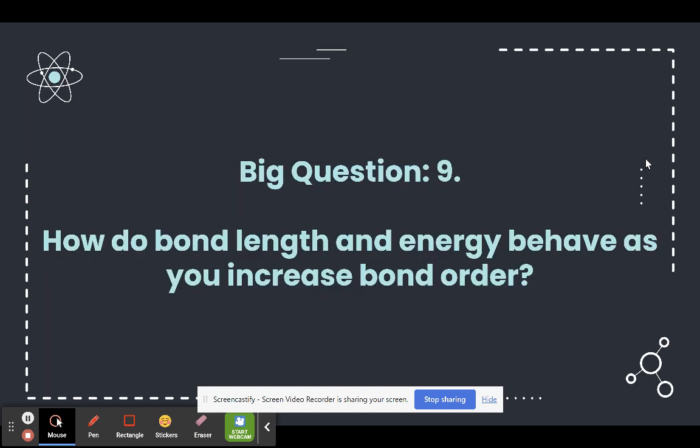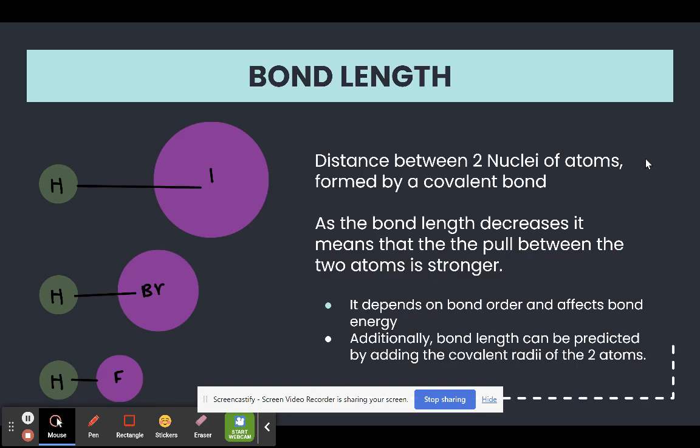Our question is, how do bond length and energy behave as you increase bond order?